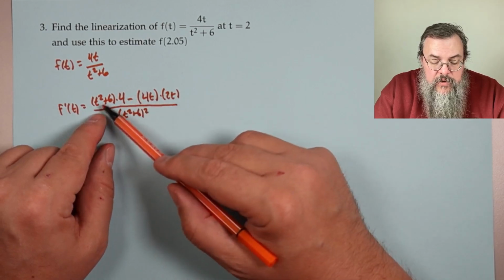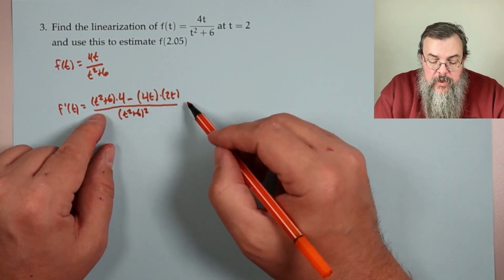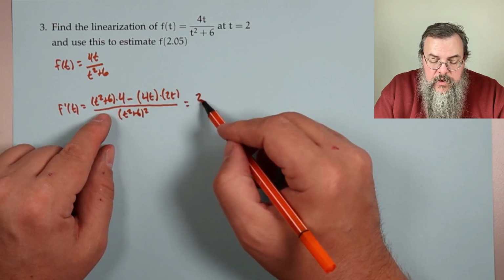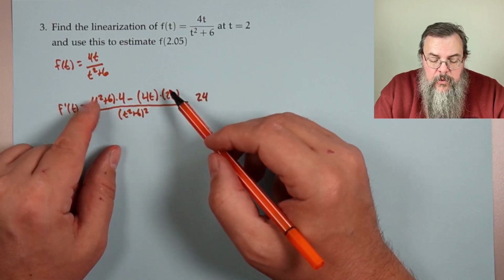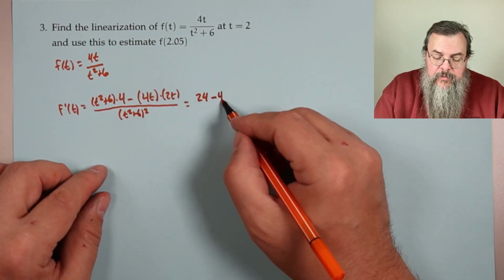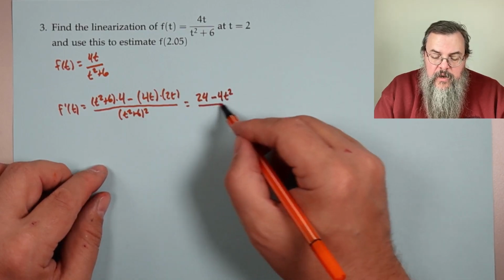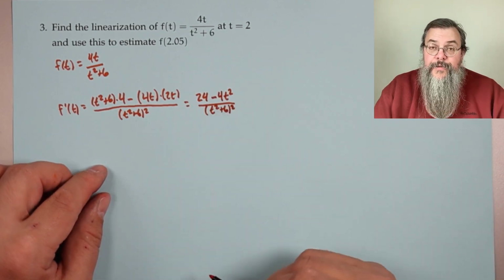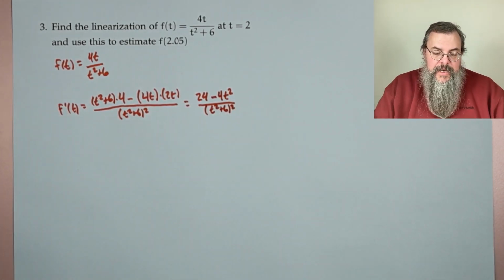Now, we can clean up the top a little bit. So we have 4t squared minus 8t squared. And we also have 4 times 6. So 4 times 6 is 24. 4t squared minus 8t squared will give us a grand total of minus 4t squared, all over t squared plus 6 quantity squared. All right.